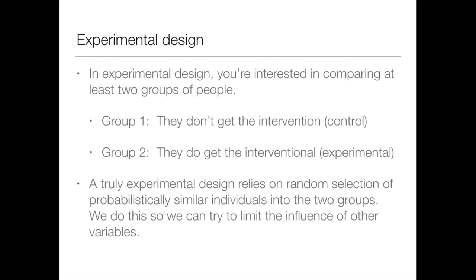How would you test the differences? Well, you could use a t-test. If you had more than one group, you could use an ANOVA. So again, the difference is simply in the design, the setup of the study that we're doing. A truly experimental design relies on random selection of probabilistically similar individuals into the two groups. So we want to make sure that the individuals that are in the groups themselves are very, very similar to each other, so that we can weed out any of the other influences that might be happening, any other external influences.